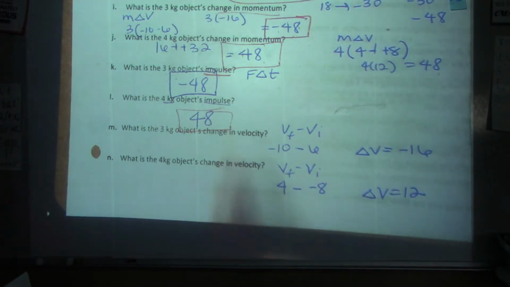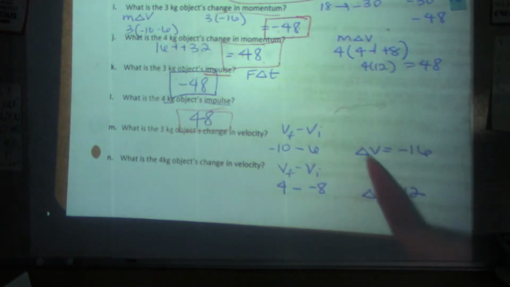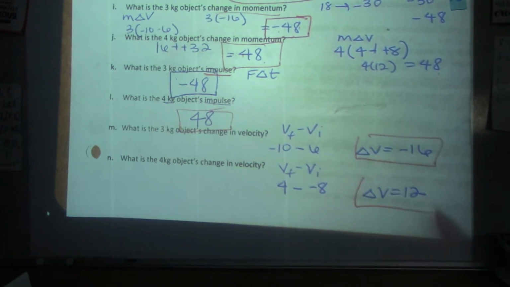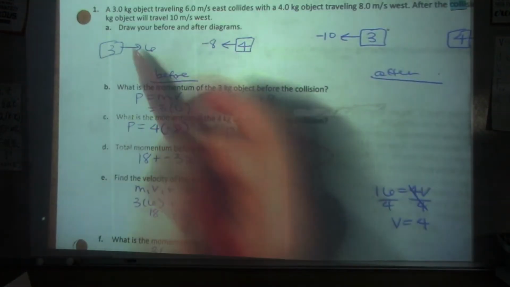So you'll notice that they change the same amount of momentum, one gains, one loses. They do not have the same change in velocity. In fact, the 3 kilogram has a greater change in velocity than the 4 kilogram because it has a lighter mass.